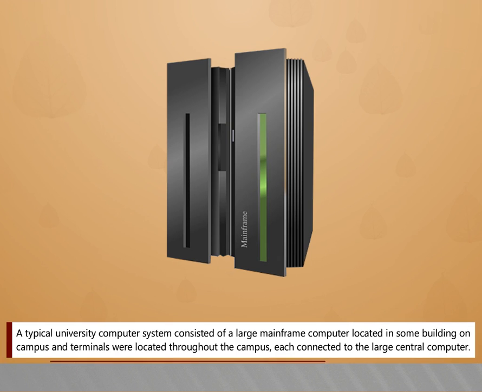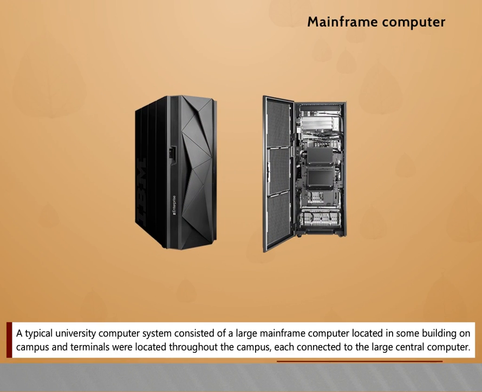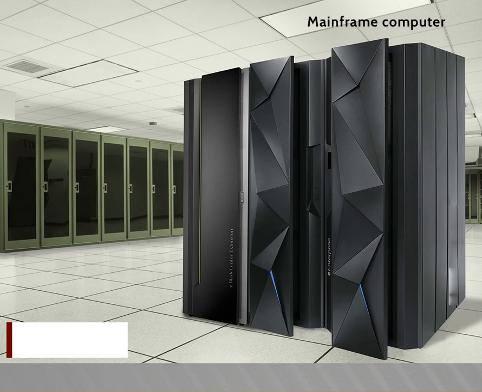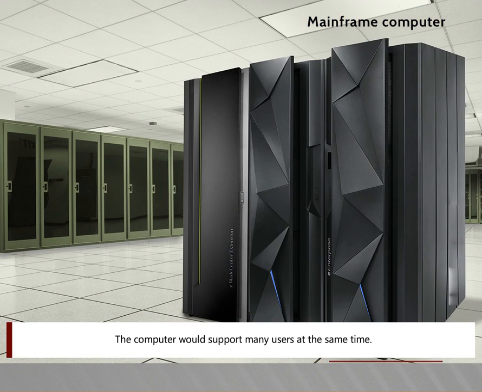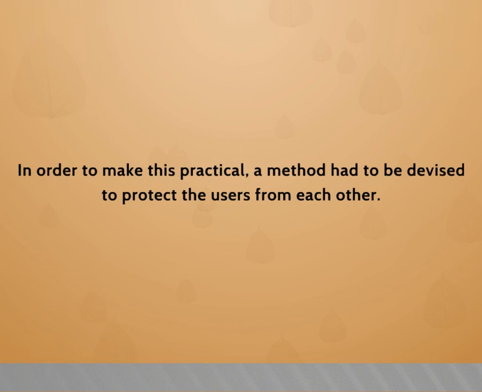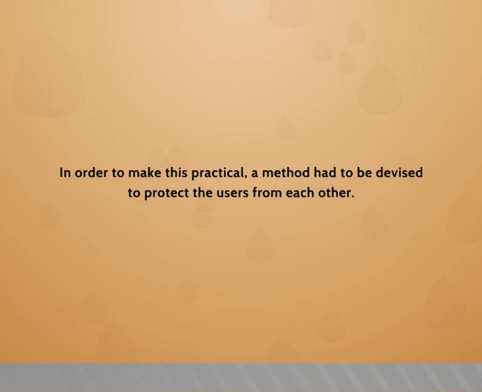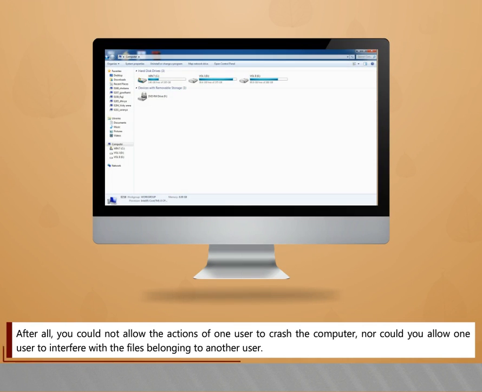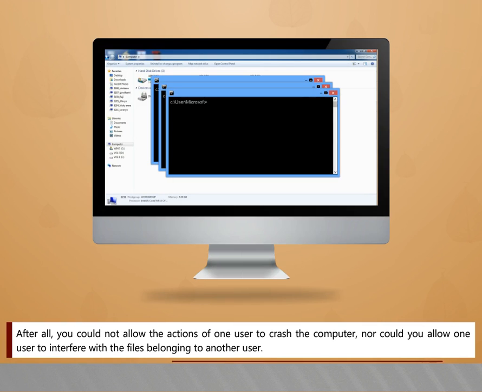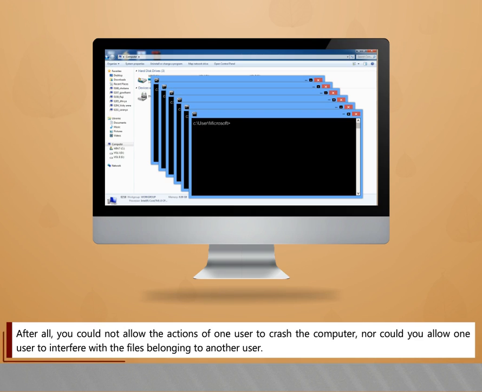A typical university computer system consisted of a large mainframe computer located in some building on campus, and terminals were located throughout the campus, each connected to the large central computer. The computer would support many users at the same time. In order to make this practical, a method had to be devised to protect the users from each other. After all, you could not allow the actions of one user to crash the computer, nor could you allow one user to interfere with the files belonging to another user.